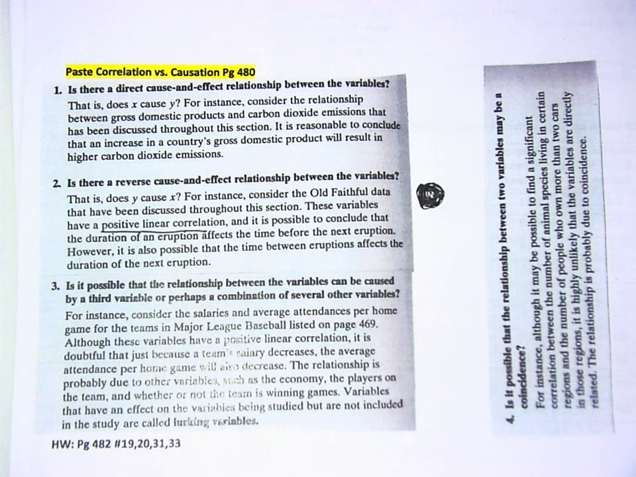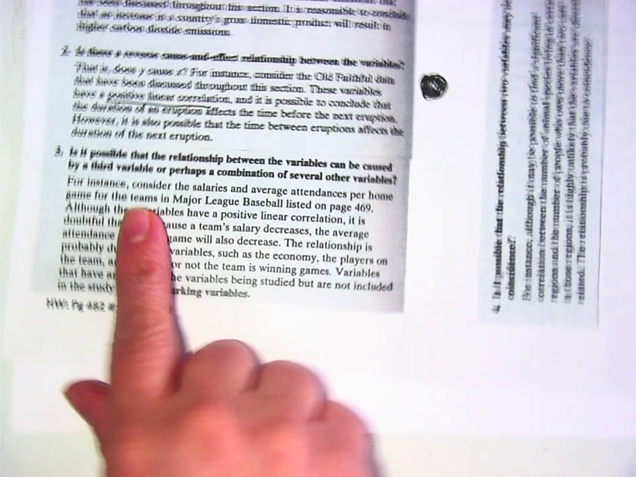For example, when we're talking about baseball, we're talking about home game attendance and player salaries. Which causes which? We can say that they're probably causal. The question is which causes which. Do more people attend because we pay our players better and therefore we have better players, and therefore people want to come to our games? Or are we making so much money on attendance that we can afford to pay our players better? So you don't really know which one it is, so it could be reverse cause and effect.